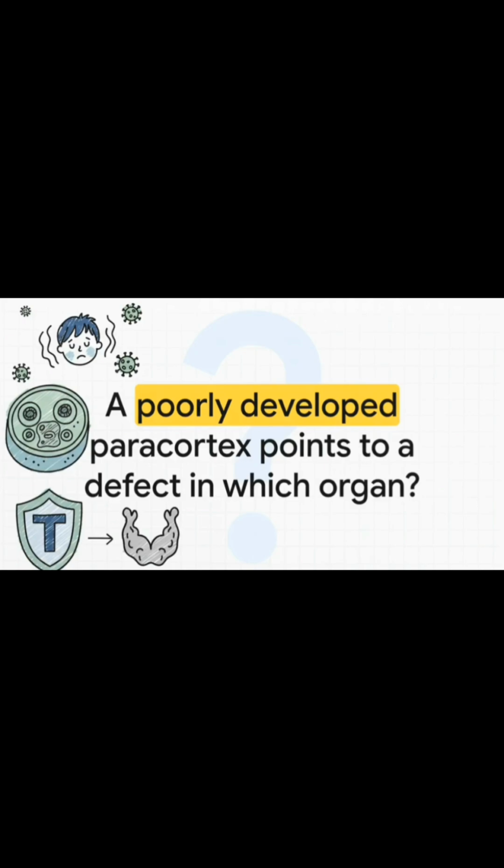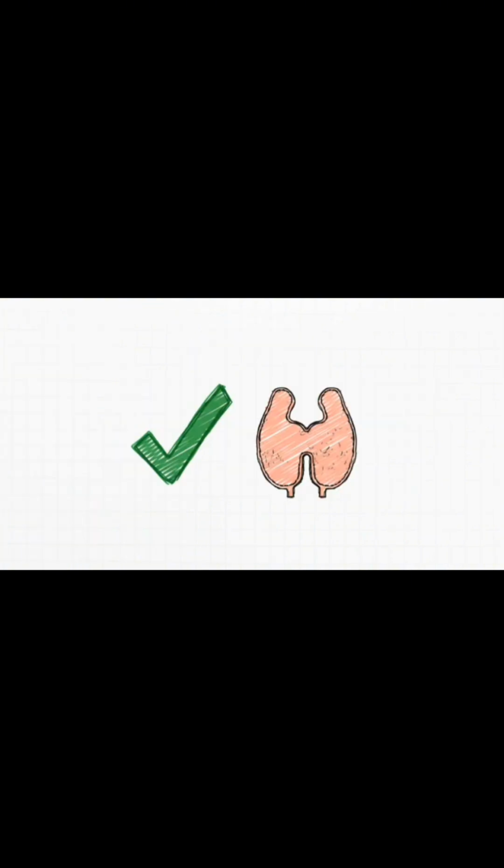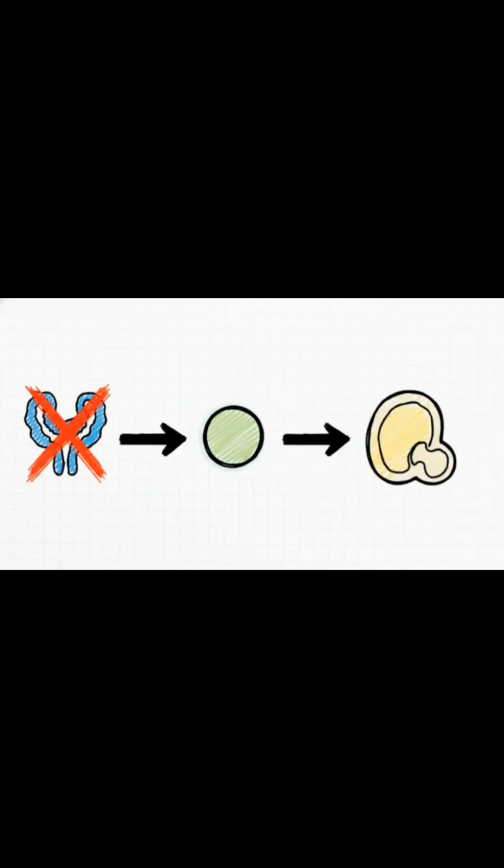A kid with viral infections, and in the lymph node, that specific area between the follicle and medulla is underdeveloped. What's that pointing to? And the correct answer is C, the thymus. See how it all connects? That region between the follicles and medulla? That's the paracortex. That's the T-cell zone. And where do T-cells mature? The thymus. And who fights off viruses? T-cells. So a weak paracortex plus viral infections equals a problem with the thymus. It's a perfect logic chain.